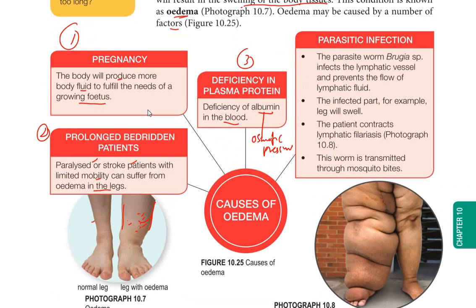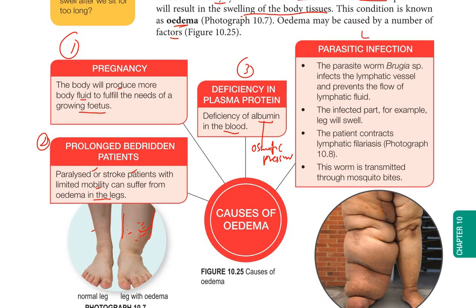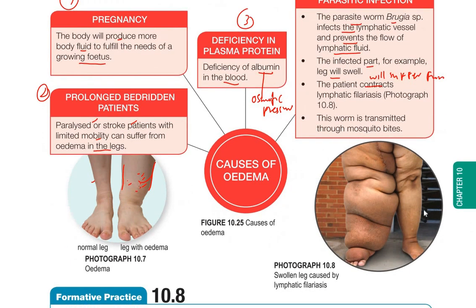Okay, and then the fourth one is the parasitic infection. The parasite worm, Brugia species, infects the lymphatic vessel and prevents the flow of lymphatic fluid. The infected part, for example the leg, will swell. The patient contracts, I think the patient will suffer from lymphatic filariasis. Okay, lymphatic filariasis. So this is a swollen leg caused by lymphatic filariasis.